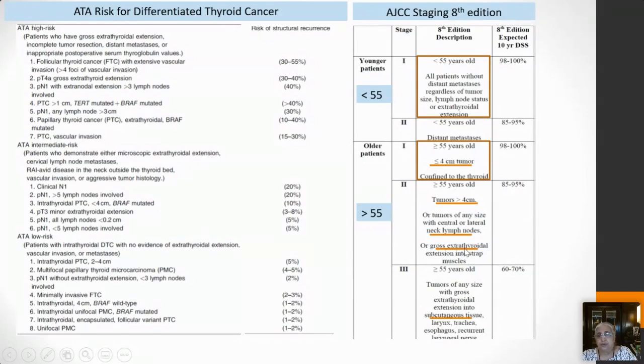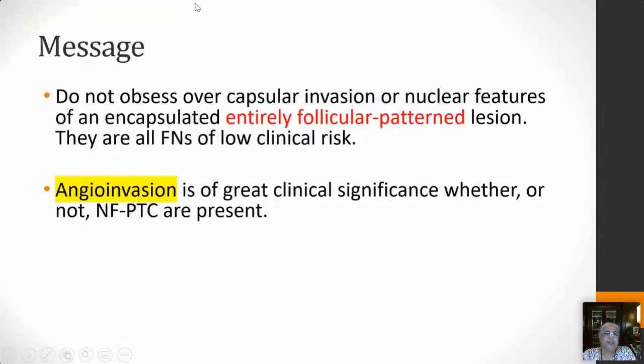Stage 2 is where you have extension into the same tumor size greater than 4 centimeters, gross extrathyroidal extension into the strap muscles and lymph nodes, but only if the patient is greater than 55. Note that lymph nodes do not change the stage in a patient who's less than 55. And finally, stage 3, where all of these, but now the extrathyroidal extension is into the subcutaneous tissue or the larynx or the trachea. That means it's beyond the strap muscle.